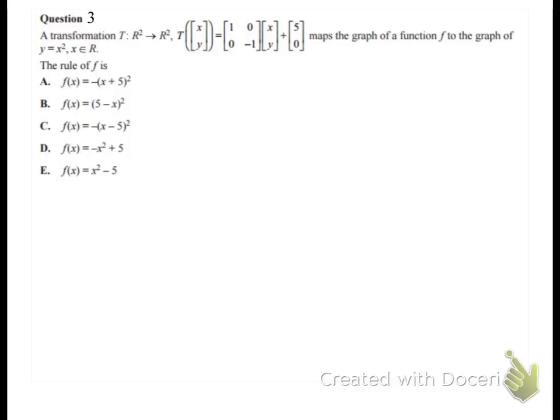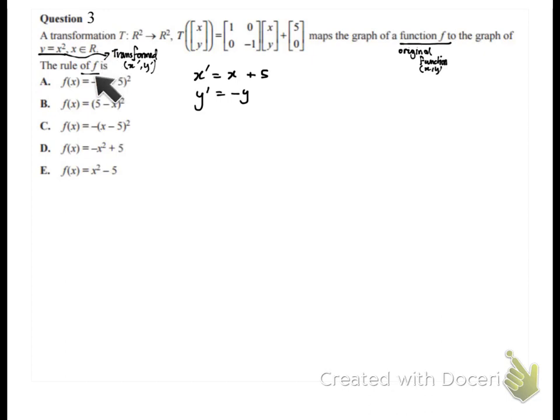Question 3. A transformation T given by this matrix equation rule maps the graph of function f to the graph of y equals x squared for real numbers. The rule of f is, okay, so from the interpretation of the sentence, we need to identify that f is actually the original function, whereas y equals x squared, hey, that's the transformed function. So we're going to denote that with an x dash y dash coordinate.